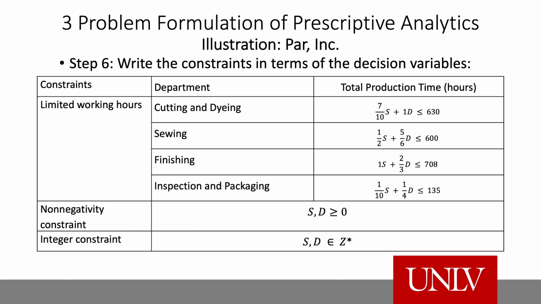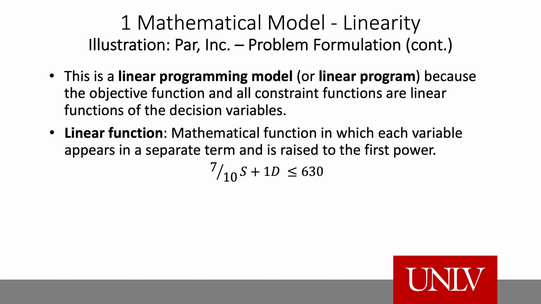So by completing these 6 steps, we've built a clear optimization model for Par Inc. that balances limited labor resources against profit contributions from two production types. And this model allows decision makers to calculate the production mix to maximize the profit. This is a perfect example of how prescriptive analytics turns business strategy into actionable decisions. And now let's see how exactly we do this in Excel.